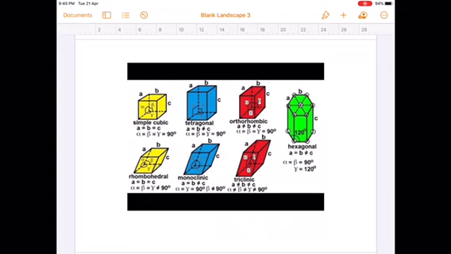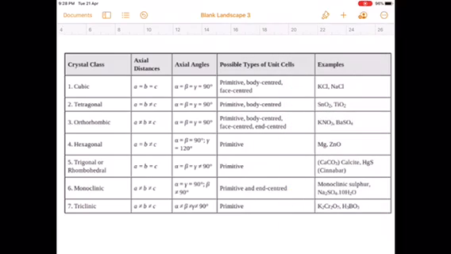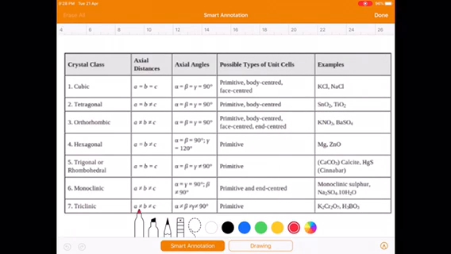None of the angles are the same, and they are not equal to 90 degrees. The edges A not equal to B not equal to C. Now we have a column for crystal systems, their axial distances, axial angles, the possible types of unit cells and their examples.